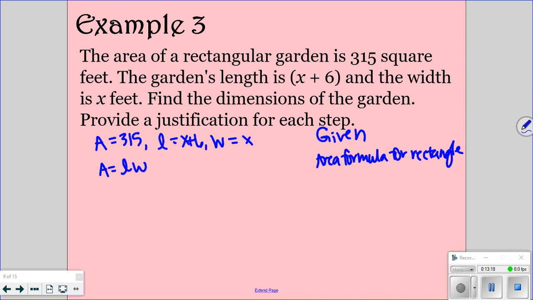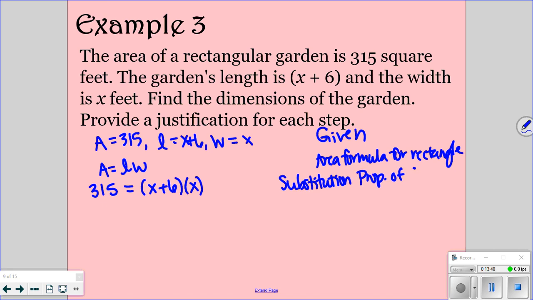So A equals 315. Your length is x plus 6. And your width is x. And we used the substitution property of equality. From here, we're going to want to distribute. So you're going to end up with x squared plus 6x. You're going to use the distributive property.